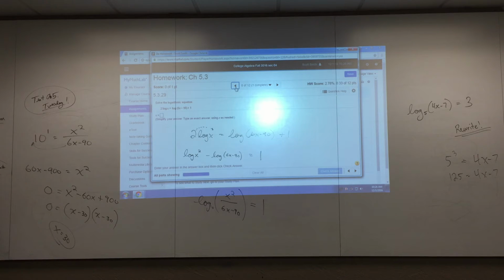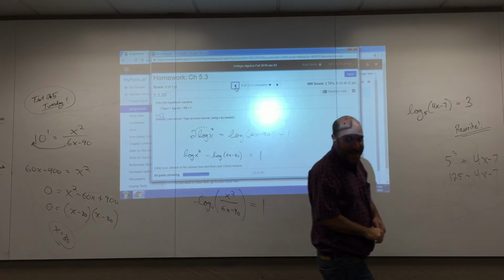Wait, isn't it 90? The 900? Uh-huh. It's a 90. You wrote 6x minus 900. Yeah, 90. No, it's 90, and then I had to multiply this up here. I had to multiply this over to the other side using some algebra. So then I had to distribute the 10. So 10 times 6 is 60, and 10 times 90 is 900. Yeah, I distribute the 10. It's good stuff.